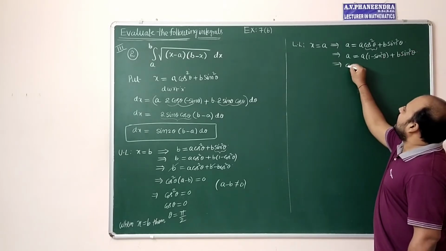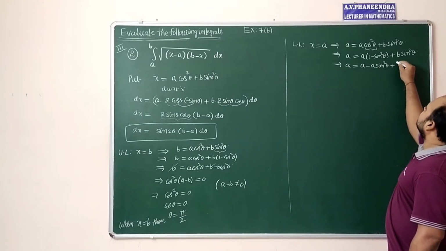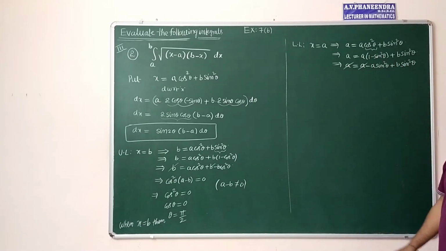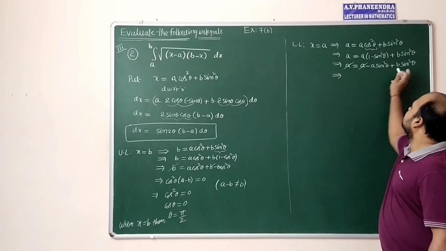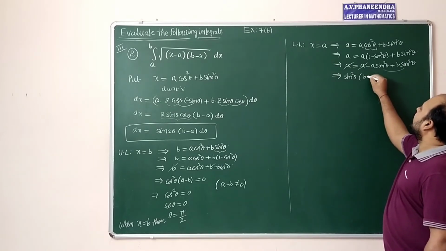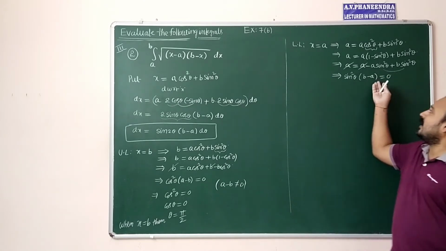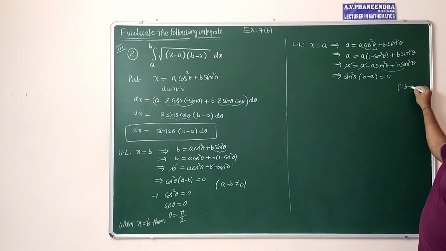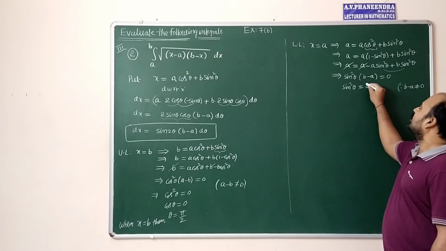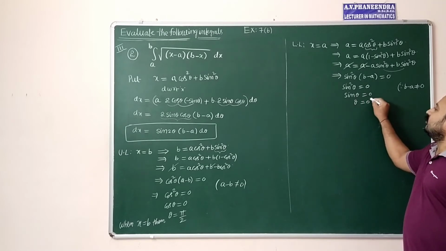So this implies a equals a minus a sin²θ plus b sin²θ. Both sides a get cancelled. That implies sin²θ, taking common from these two, sin²θ into (b minus a) equals 0. Here also the same case will arise. Anyway, b minus a should not be equal to 0, so obviously sin²θ should be equal to 0. So sin θ equals 0, then θ equals 0.